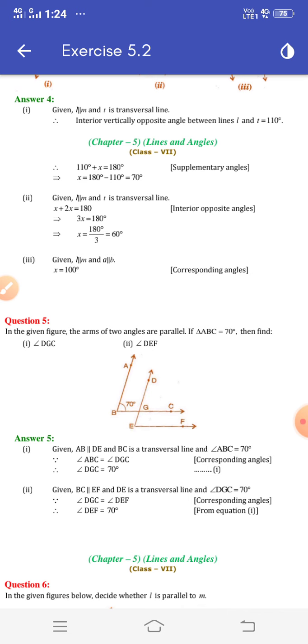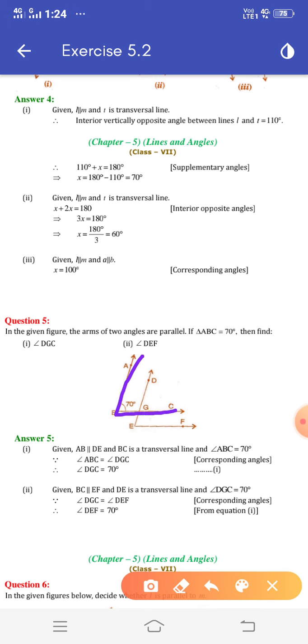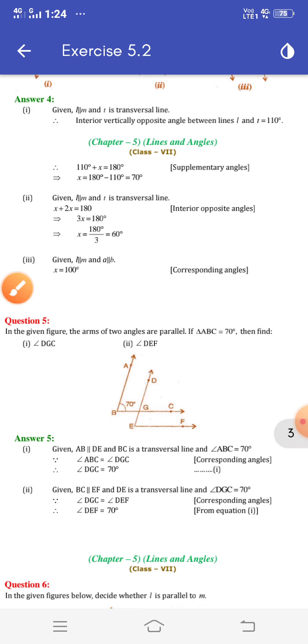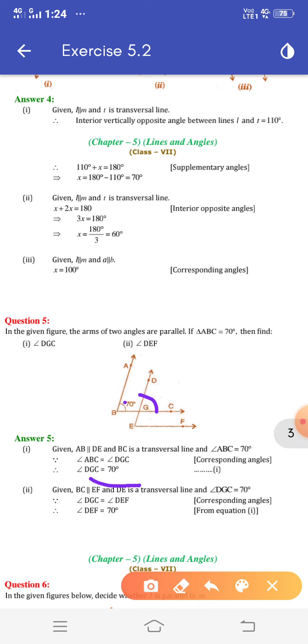We can see that here the first angle is given, this angle is 70 degrees. So DGC should be 70 degrees because these lines are parallel and their angles will be the same. Okay, corresponding angles will be the same, so DGC should be 70 degrees because they are corresponding angles. Okay students, clear? Now second part.